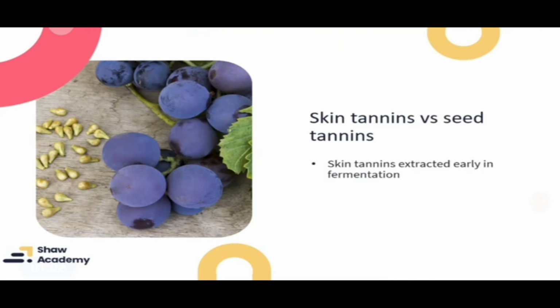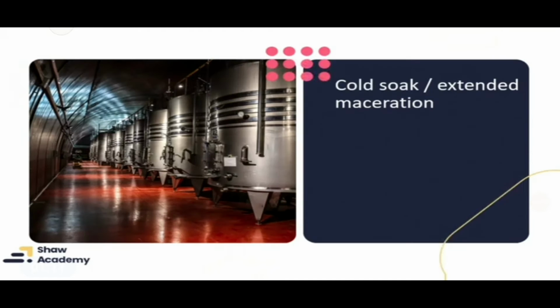Research has shown that skin tannins are extracted early on in the alcoholic fermentation, whereas seed tannins are extracted later on. Temperature also plays a really big role in the extraction of phenols and flavor. Some winemakers might do what is called a cold soak on their red grapes before alcoholic fermentation. In cold soaking, the processed grapes or must are kept cold, between 5 and 10 degrees Celsius, for a certain amount of time before alcoholic fermentation starts.